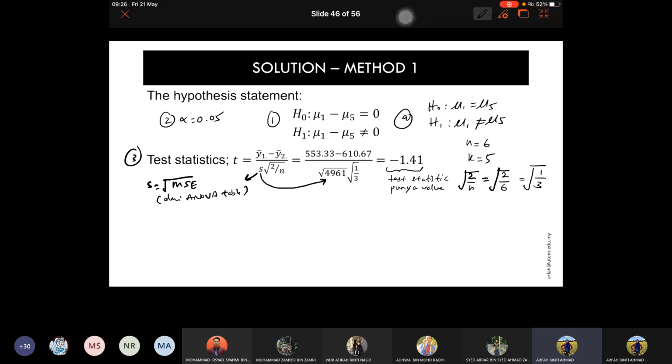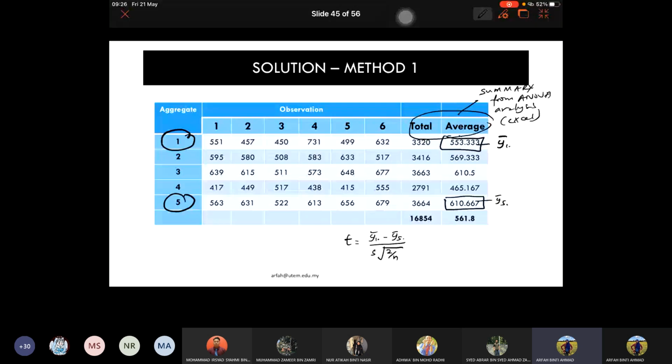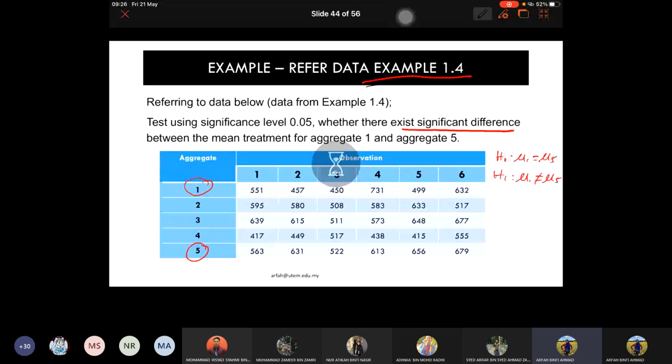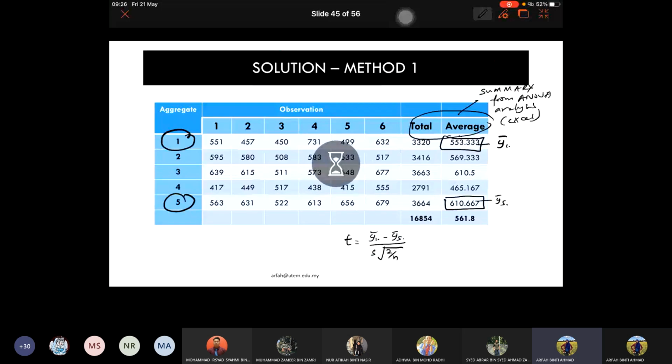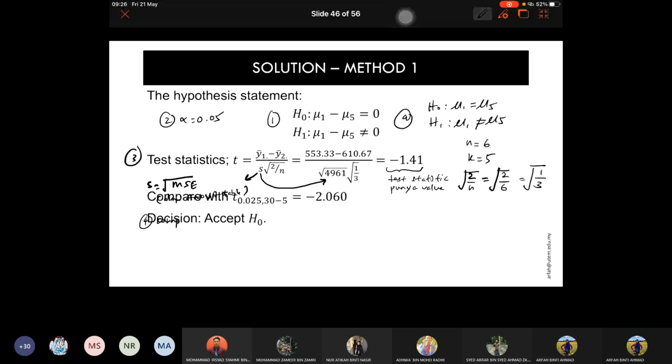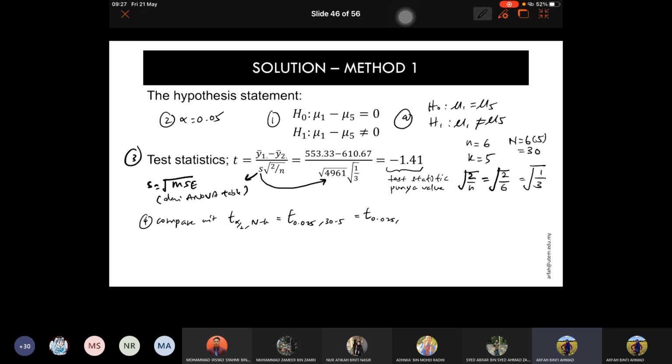Okay, so the next step is kita nak compare, decision. Compare kalau ikut dia punya nota ni, dia kata compare with T alpha per 2, N tolak K daripada table of T distribution. Okay, so compare with T alpha per 2, N tolak K sama dengan T 0.025. N besar akan sama dengan 6 kali 5 sama dengan 30. So akan dapat 30 tolak 5 sama dengan T 0.025, 25.